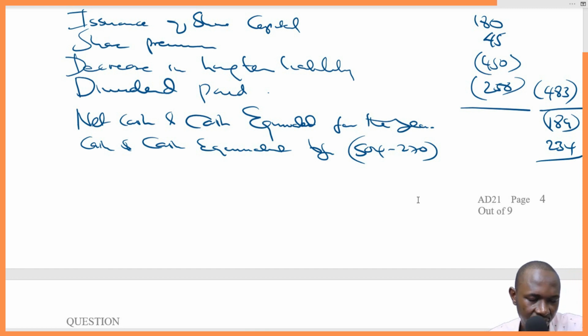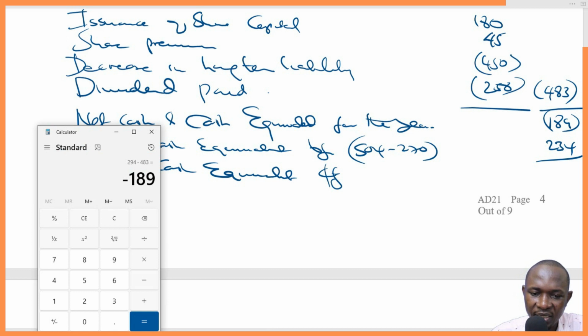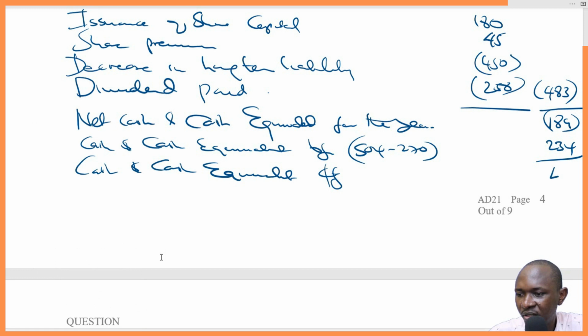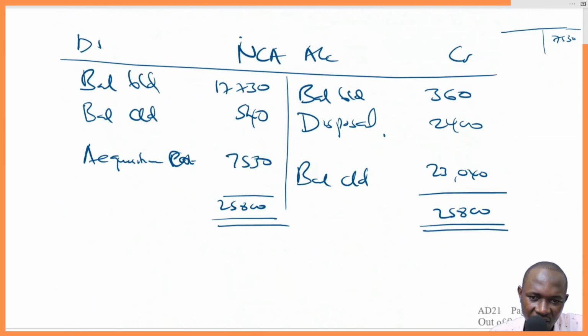Negative 189 is the cash movement in the course of the year. When you add the two, you are supposed to get cash and cash equivalent at the end of the year, carried forward. That will give us negative 189 plus 234, which gives us 45. So what that means is that if we check the cash and cash equivalent at the end of the year, it should be 45.